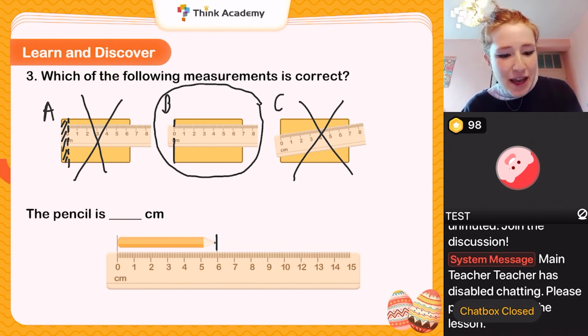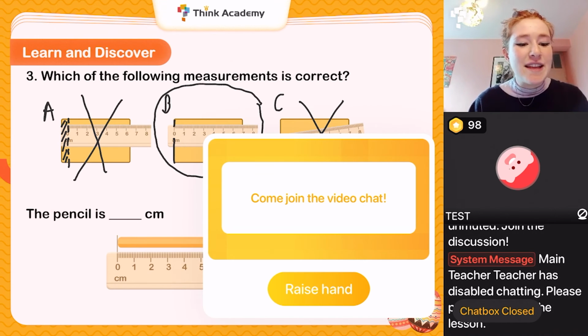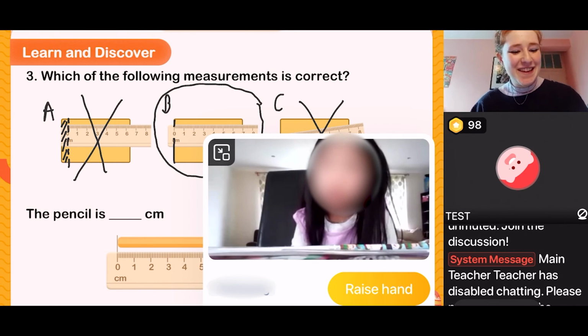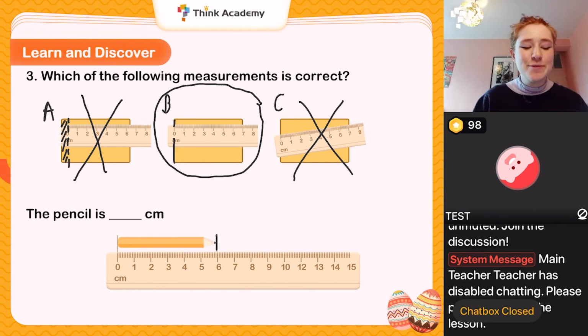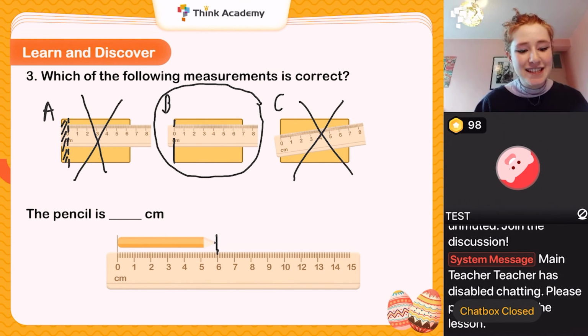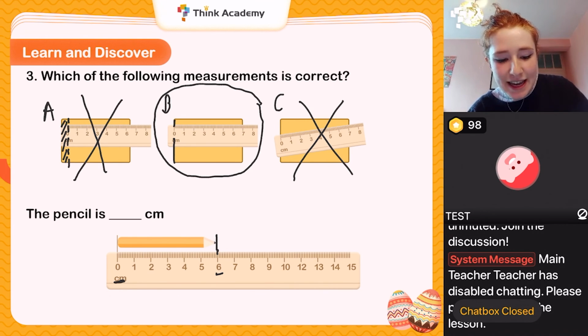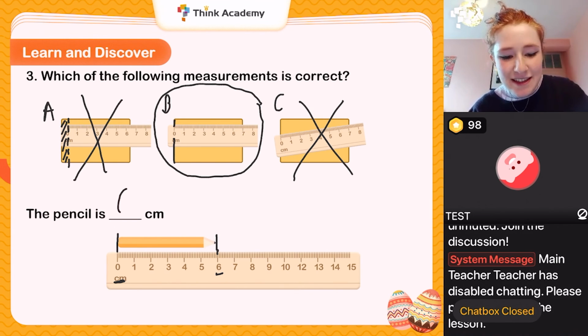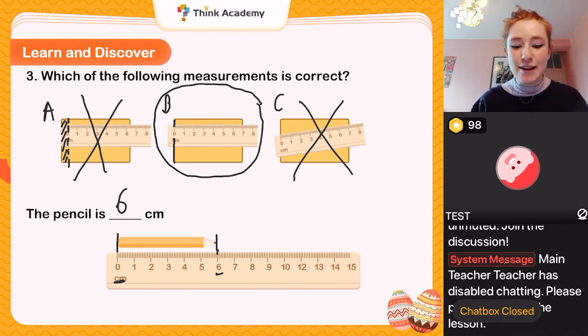So can anyone tell me, how long do we think this pencil is? Just looking at our ruler, what do we think? Okay, I'll leave the video up for a second just so everyone can have a chance to come up. Perfect answer. Brilliant. Thank you for sharing. Yes, it's 6 centimeters for our pencil. We can see we've drawn a line right where our pencil finishes, and that line takes us to 6 centimeters. We've started at 0. We've held it very straight, and we've got to our number 6. So our pencil is going to be 6 centimeters long.